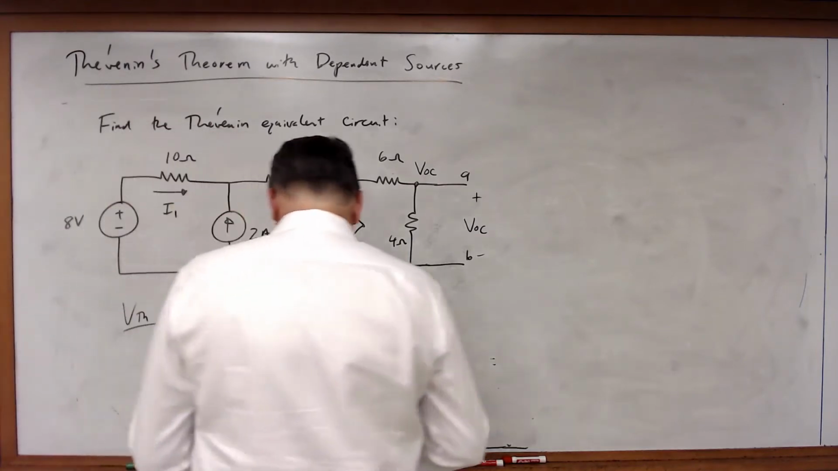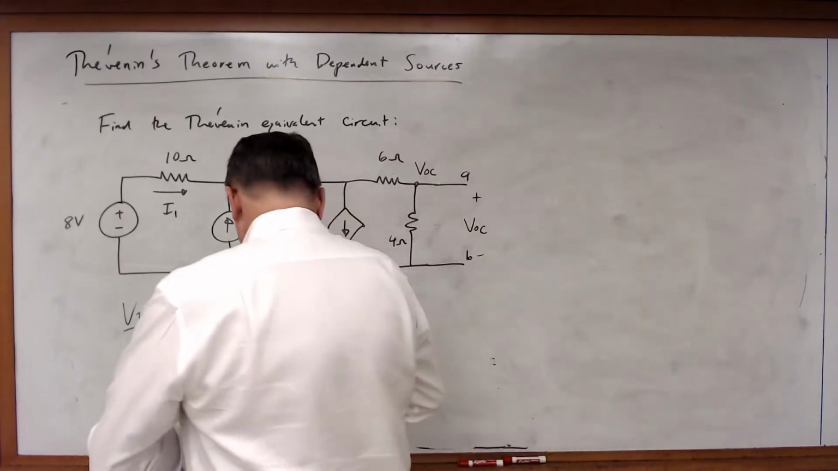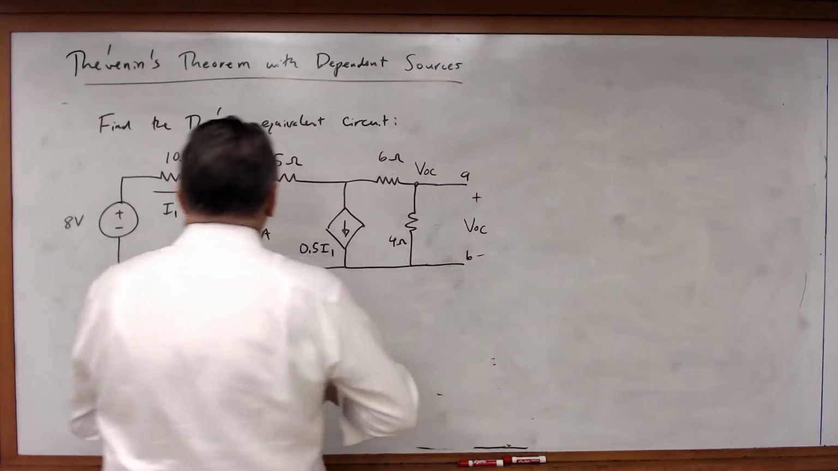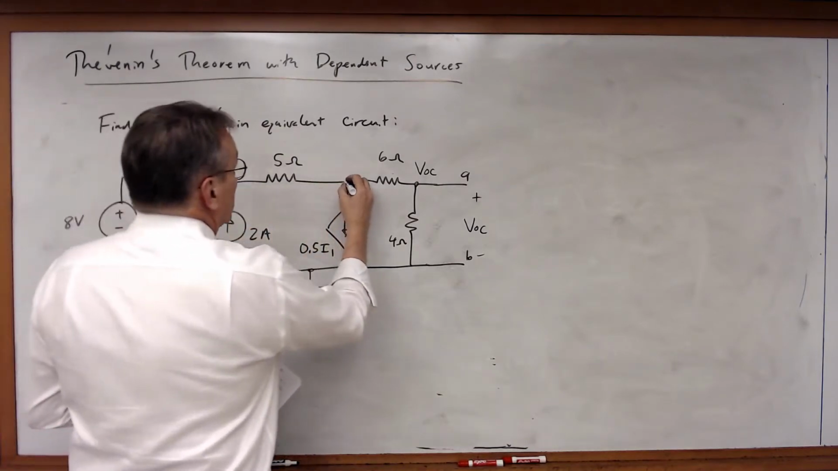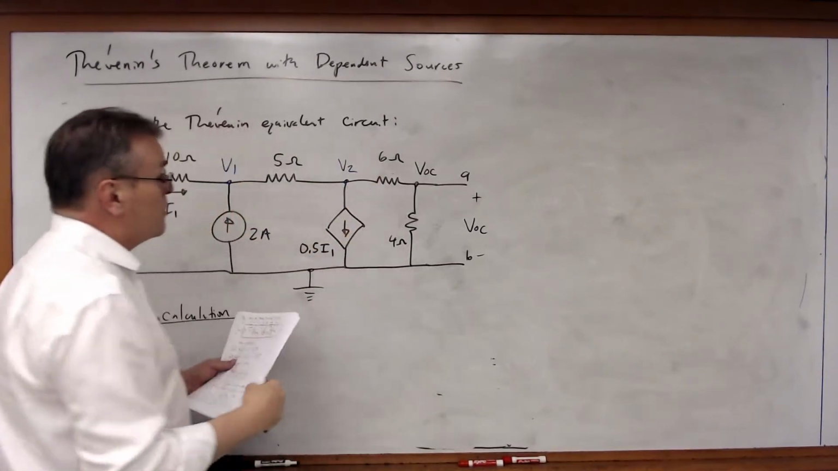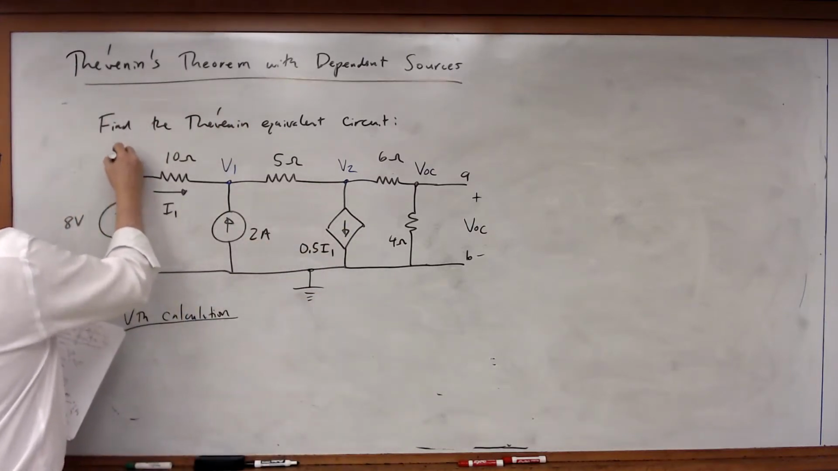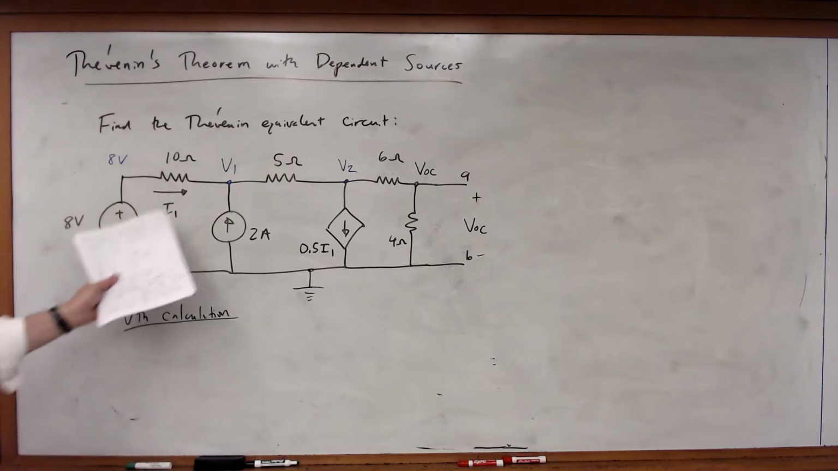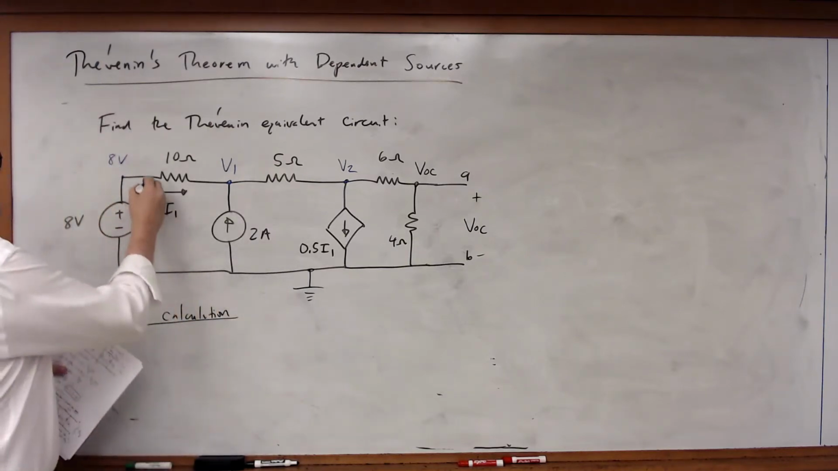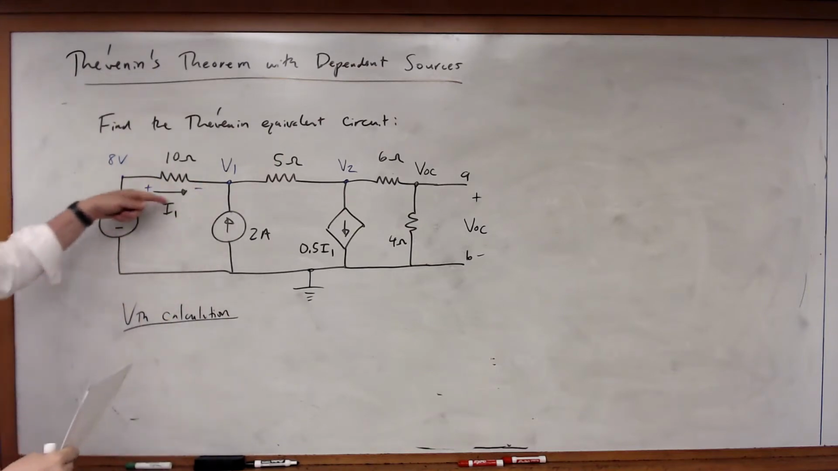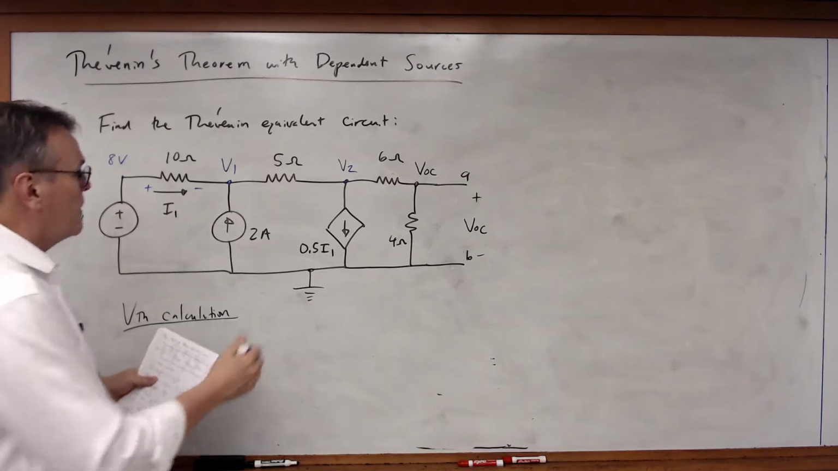All right. So in this case, looking at this, I've got a node here, V1. I've got a node here, V2. And this must be 8 volts. That node is defined. So I can now go through and write my KCL equations. In this case, I'm just going to stick with the I1 definition. There's no point in trying to do that any differently.